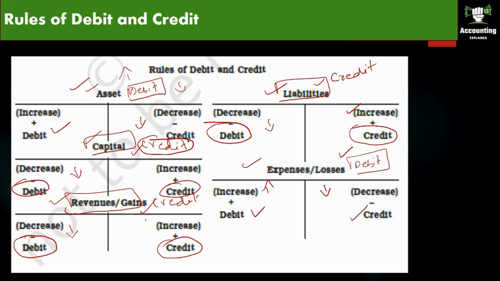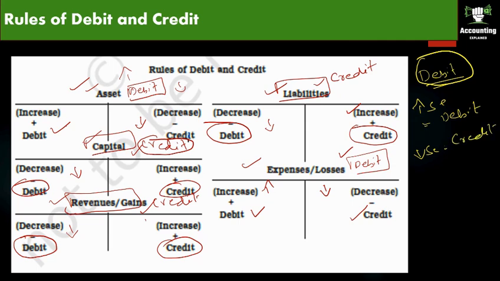Okay, so the easy way to remember is: assets and expenses or losses have debit balance. Increase in the assets or expenses or losses increases the debit balance, so it has to be debited. Decrease in the asset or expenses or losses has to be the opposite of debit, so you have to credit it.